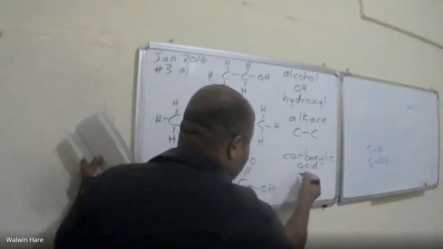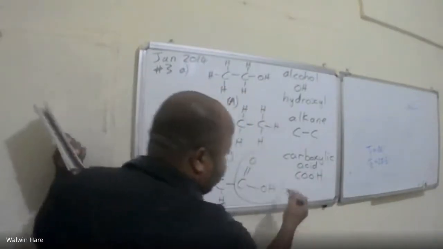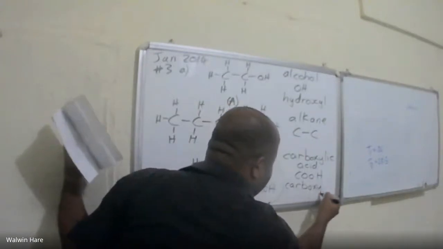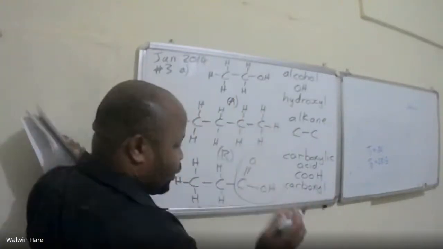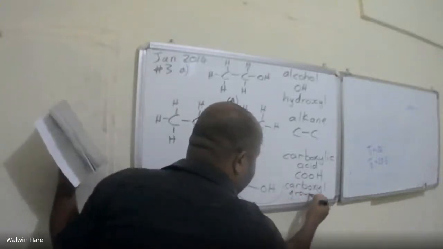So the functional group COOH, right? And we call it the carboxyl group. So the COOH group is called the carboxyl group. All right?